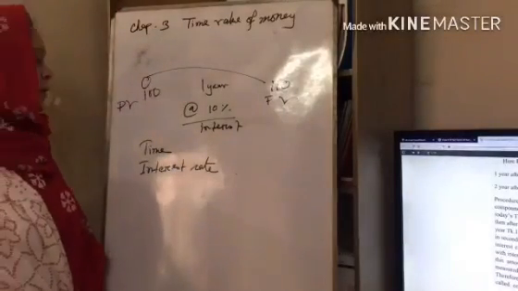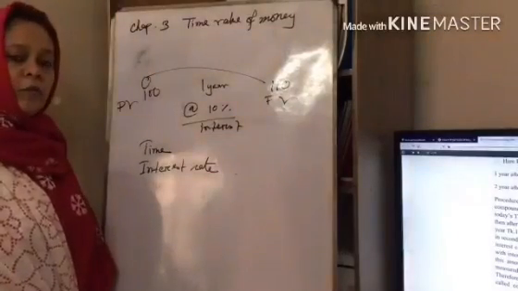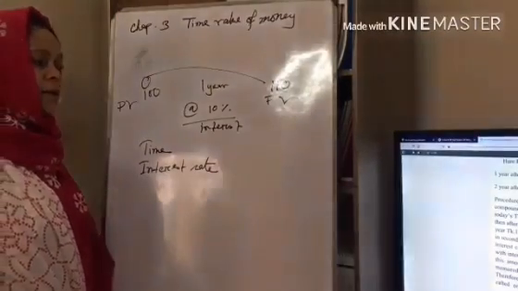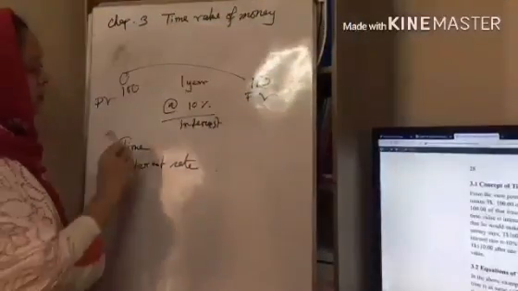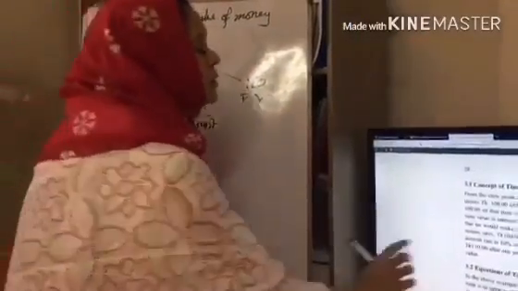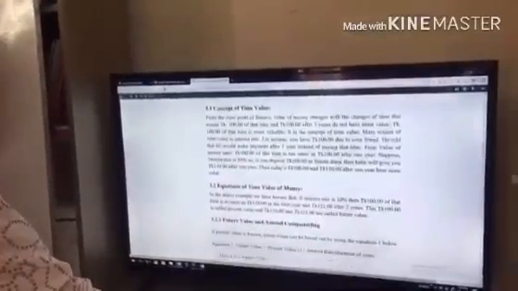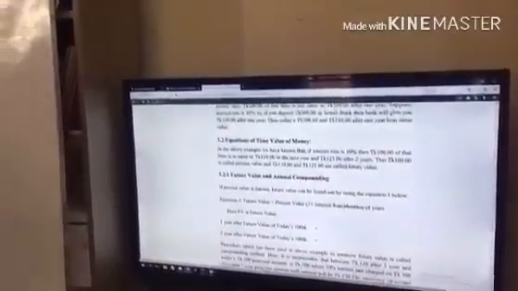These two factors are the main reason for the time value of money, and day by day the time value of money changes with these two reasons. All these situations are mentioned in your textbook, the concept of time value of money. Now I am going to future value and annual compounding.